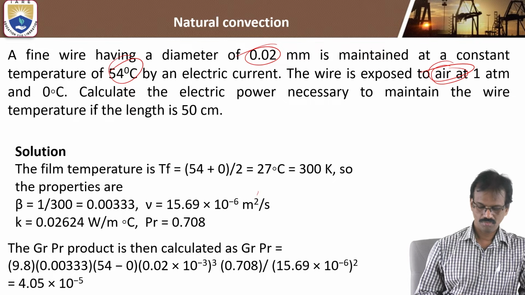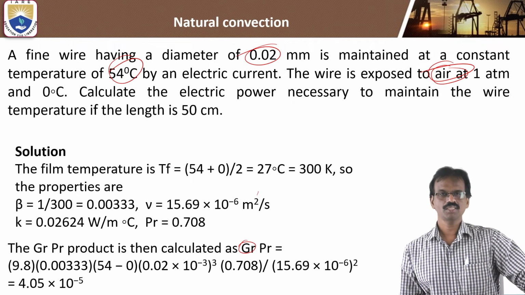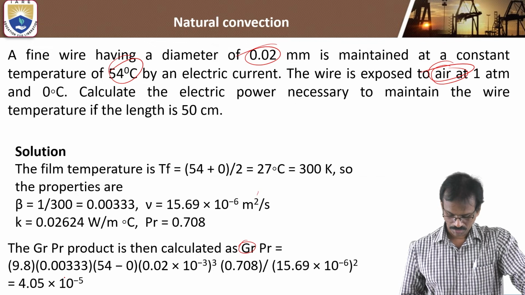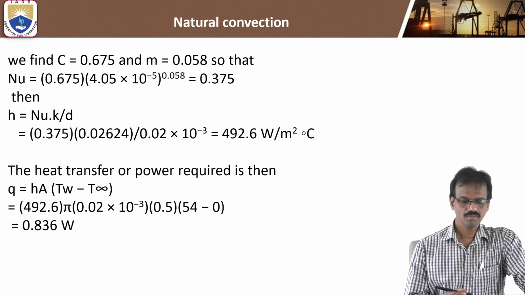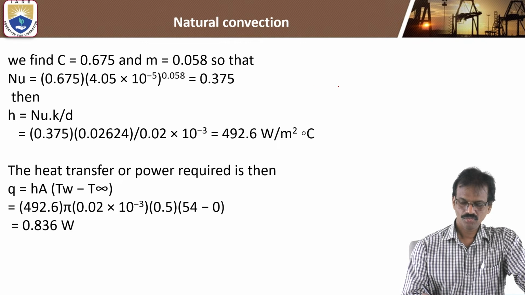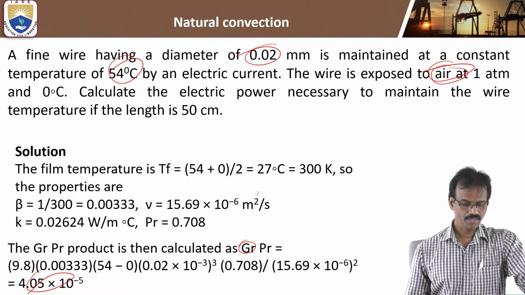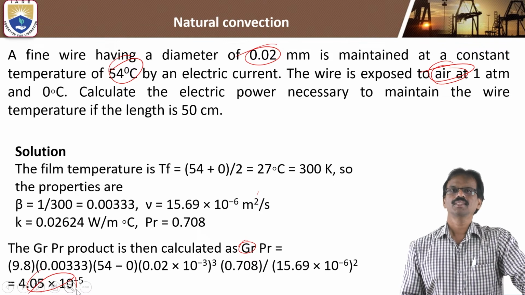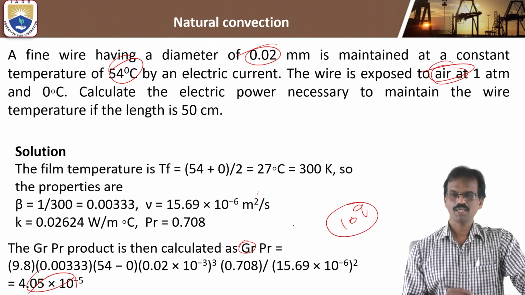This is directly written. This is the Grashof number formula, and the Prandtl number value is also taken. So the value is equal to 4.205 into 10 to the power of minus 5. Okay, so this is the value. This is less than 10 to the power of 9, so it is laminar flow.